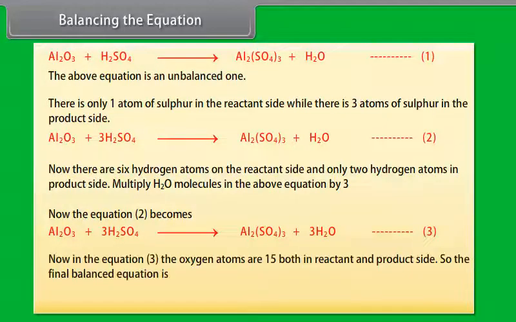Now in equation 3, the oxygen atoms are 15 on both the reactant and product sides. So the final balanced equation is Al2O3 plus 3H2SO4 gives Al2(SO4)3 plus 3H2O.